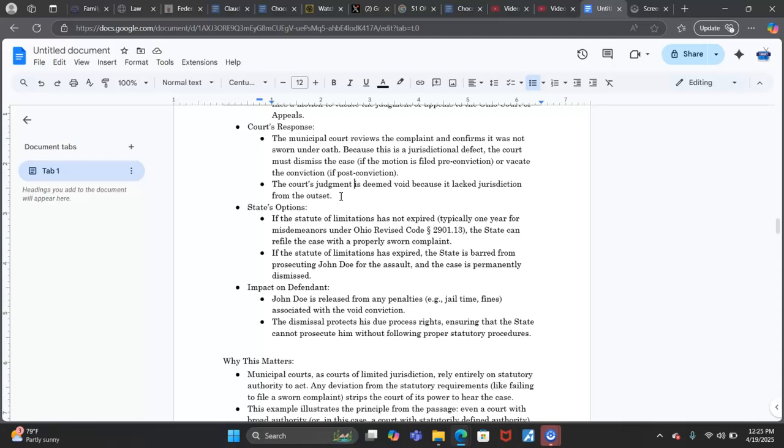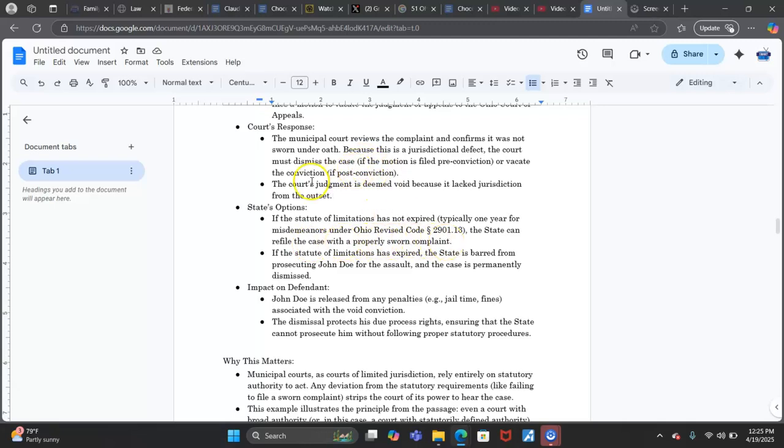Same thing for the state. It's on them. They're claiming they're plaintiff. They're using statutes. They have to properly invoke the jurisdiction. State's options. If the statute of limitations has not expired, typically 1 year from the misdemeanor, blah, blah, blah, the state can refile the case with a properly sworn complaint.